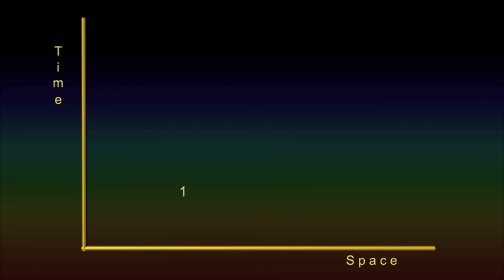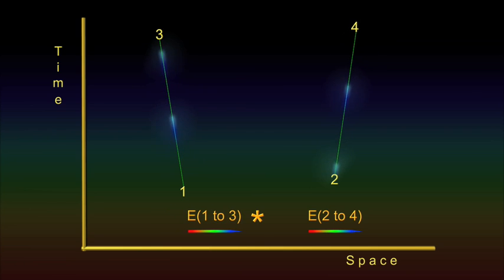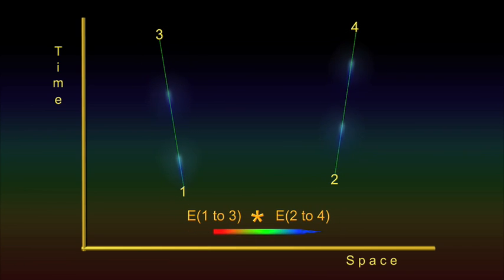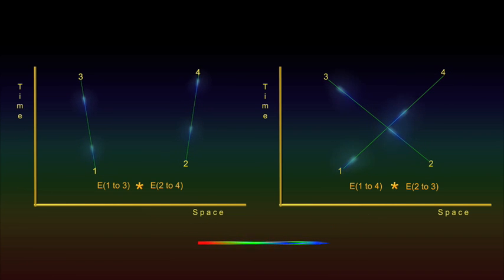Now let's calculate the probability that 2 electrons at 2 points, 1 and 2, end up at points 3 and 4. This event could happen in 2 ways. The electron at point 1 could go to 3, given an amplitude of E 1 to 3. And the electron at 2 goes to 4, giving E 2 to 4. So the overall amplitude for this path is E 1 to 3 times E 2 to 4. Another way would have electron 1 go to 4 and electron 2 go to 3. This would have an amplitude of E 1 to 4 times E 2 to 3. And of course, the final step is to add these 2 arrows to get the total amplitude.